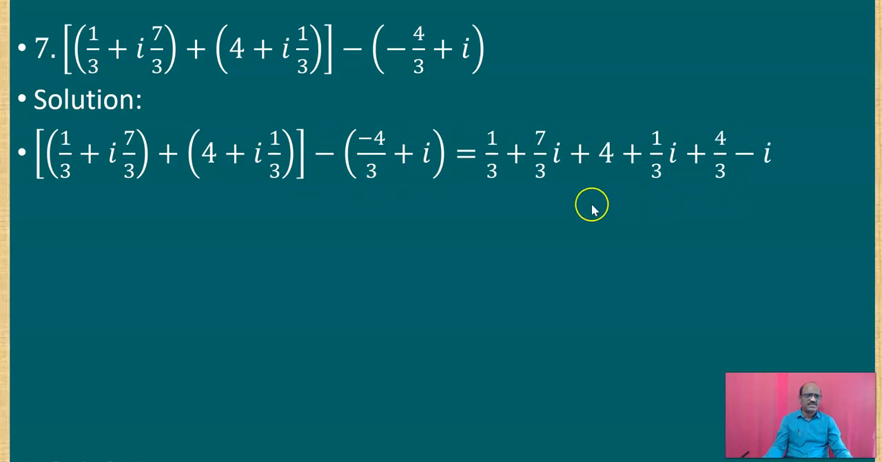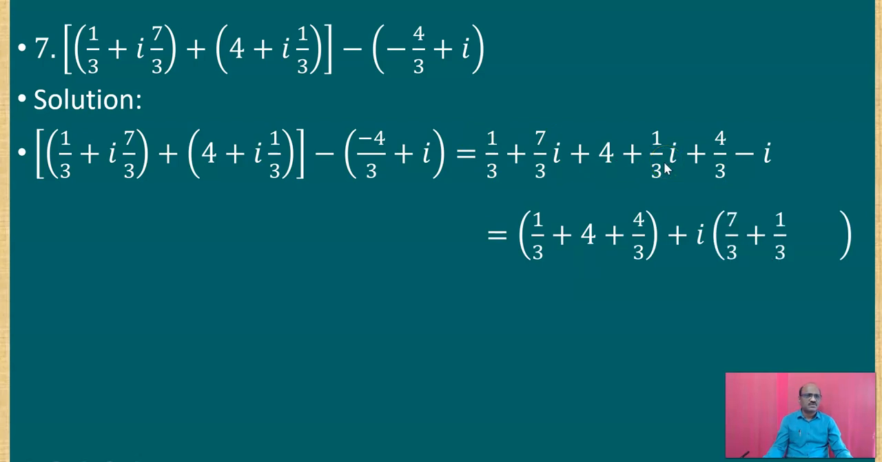If you simplify this, then you will get 1/3 + 7/3 i + 4 + 1/3 i, and next, using this minus sign, the sign will change. That is, −4/3 will become +4/3 and +i will become −i. Now collect the real part and imaginary part.